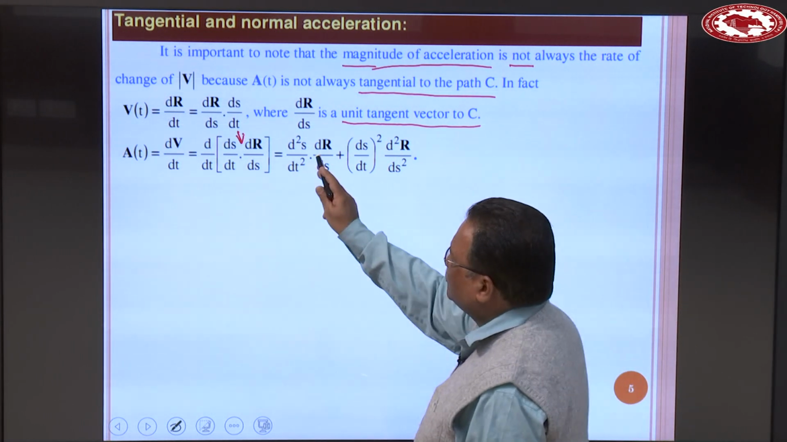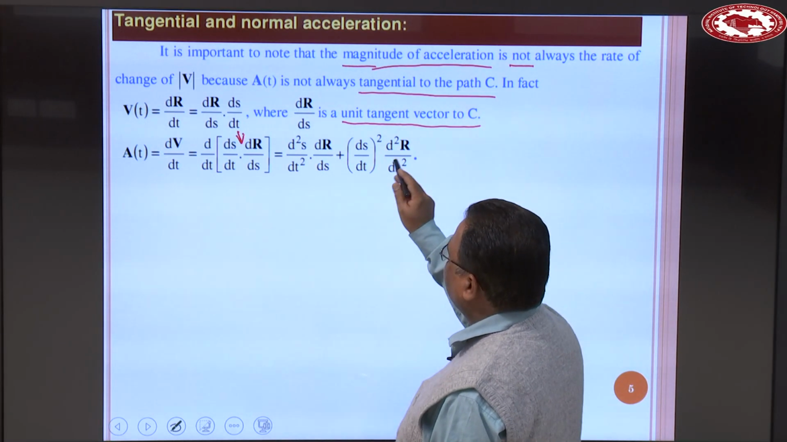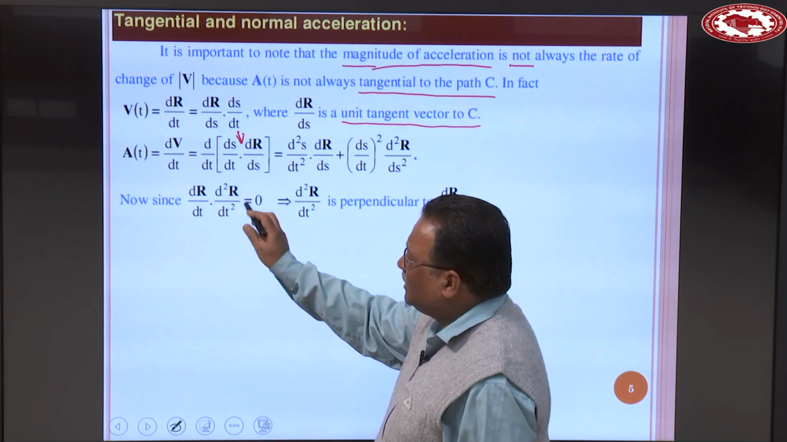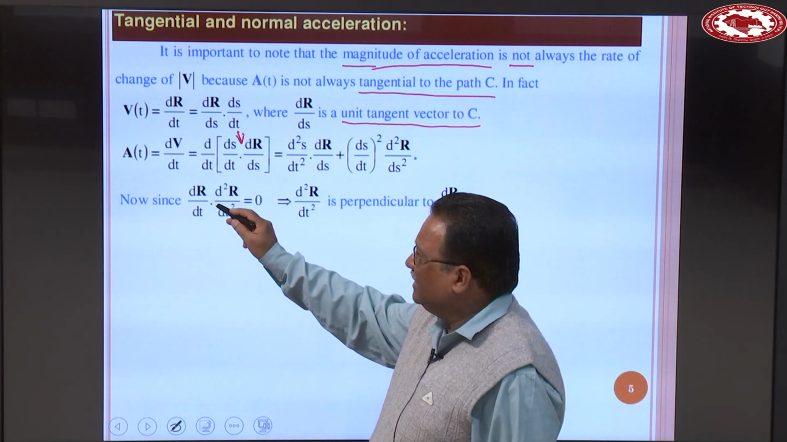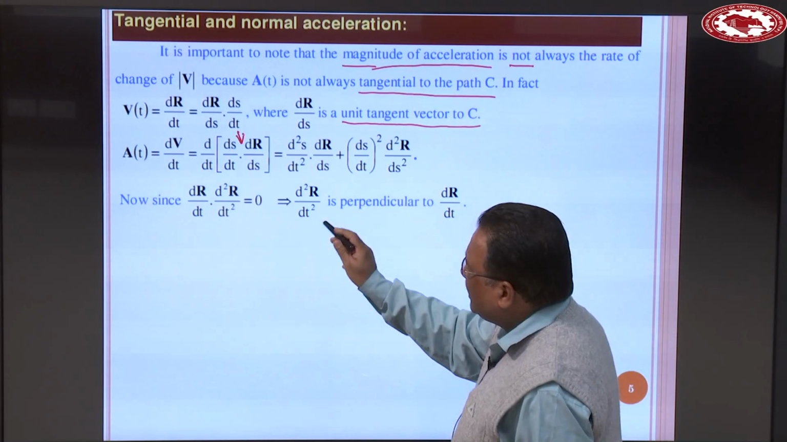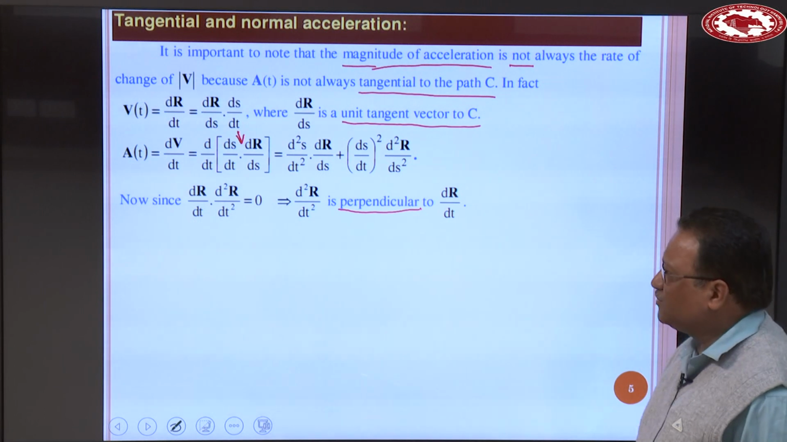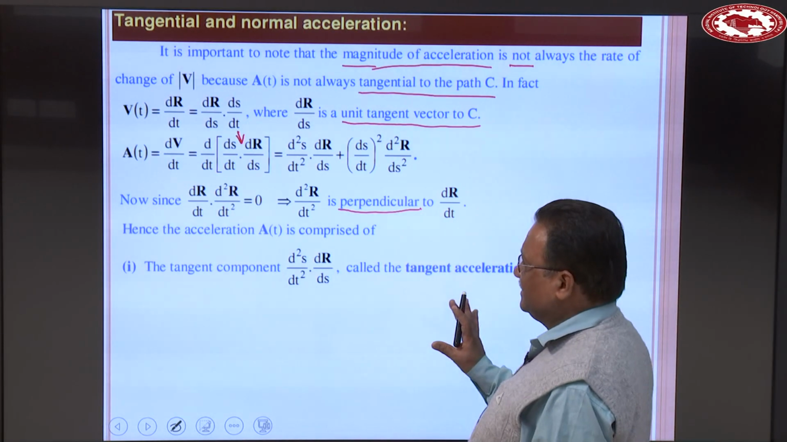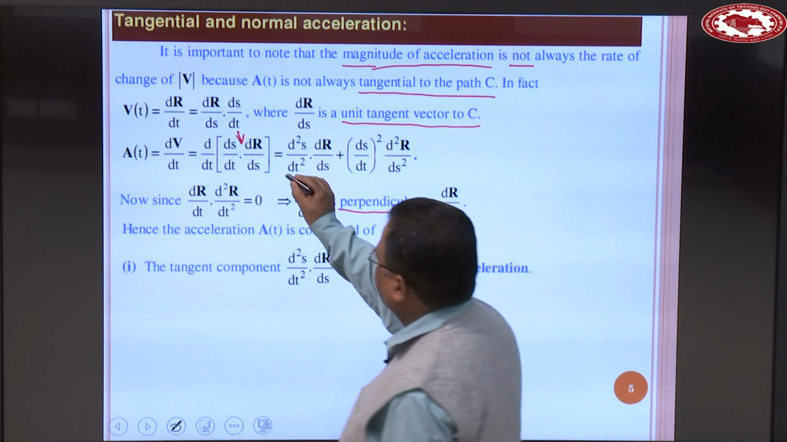Now it becomes d square s over dt square dot dr over ds plus ds over dt squared times d square r over ds square. Now see, dr over dt dot d square r over dt square is equal to 0. Clear? Once you differentiate this with respect to t, the dot product of these two vectors is equal to 0. So this means d square r over dt square is perpendicular to dr over dt. Hence acceleration A is comprised of number 1, this factor, and number 2, this factor.